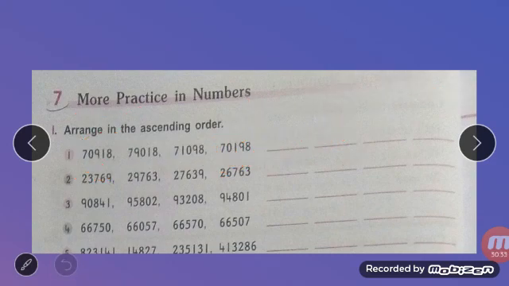Shall I do one more for you? Okay, one more question. Fourth one. 66, 66, 66, 66. All have 66 up to the 10,000, thousands place, 10,000 place, all have the same number. Now you have to compare the 100 place. Here is 7, here is 0, here is 5, here is 5. So you know that 0 is the smallest one.